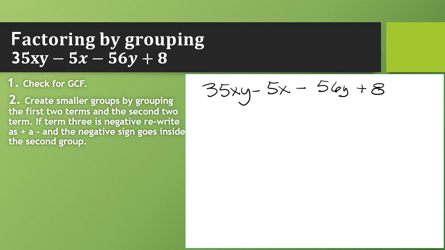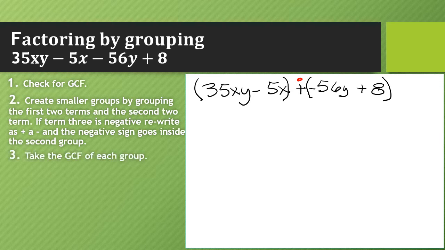So I'm going to create smaller groups. This time, if you look at this sign right here, it's a negative. So I'm going to rewrite this as plus a negative. And now when I group, I'm going to group these two terms together, and I'm going to group that negative inside. It's imperative that that plus sign stays in between the two groups. If it doesn't, this becomes a multiplication problem, and it's not a multiplication problem. It's an addition problem.